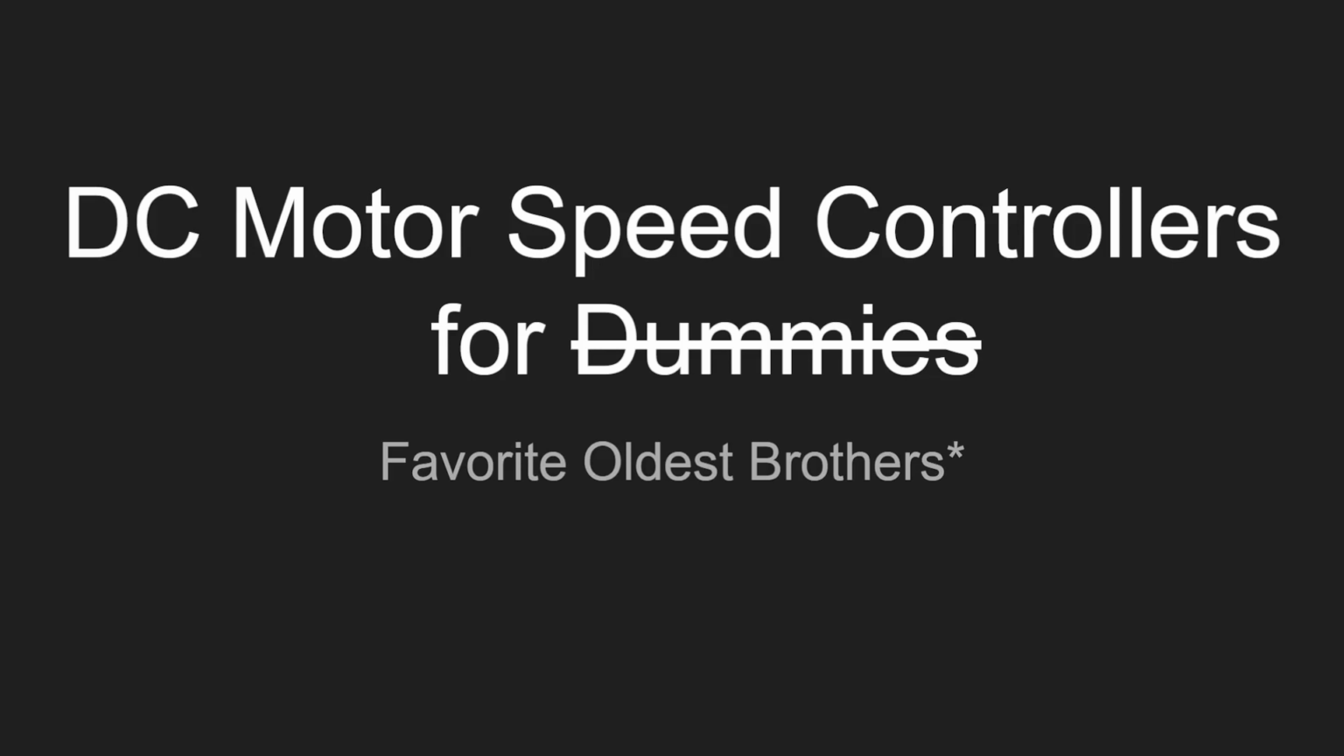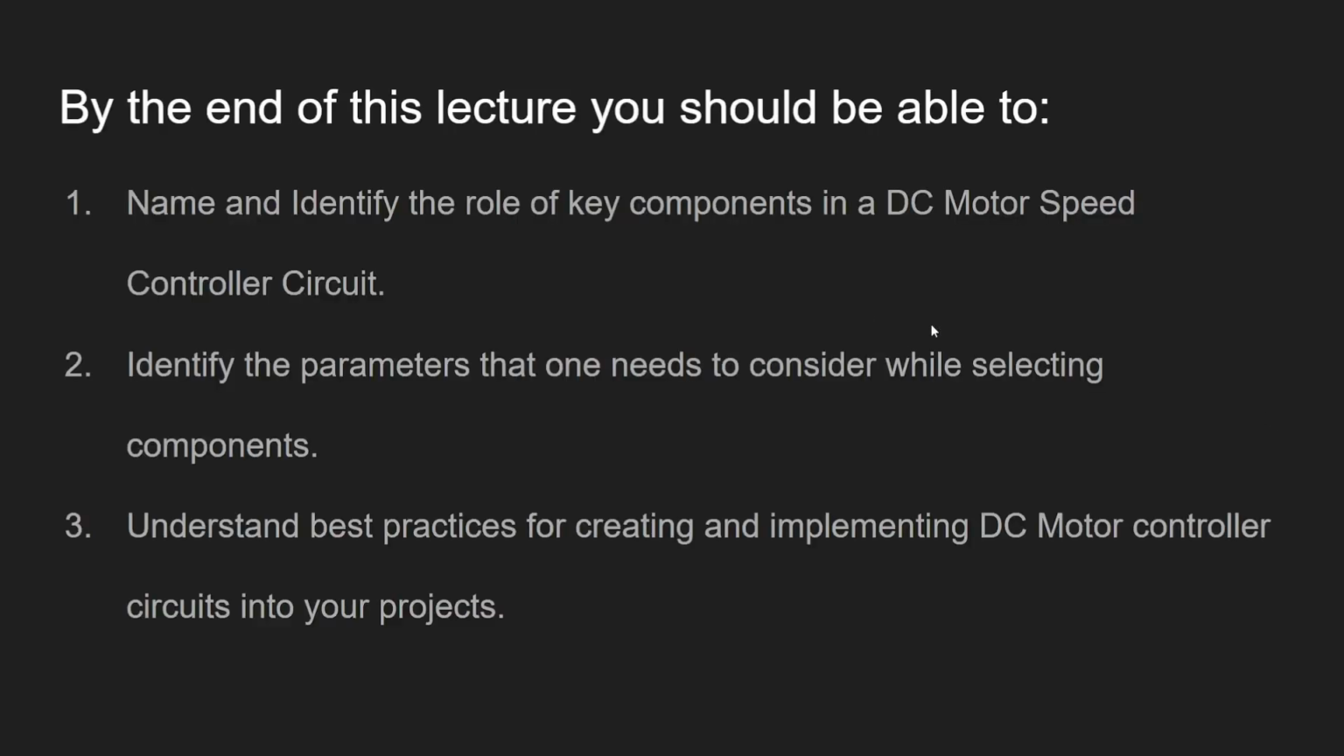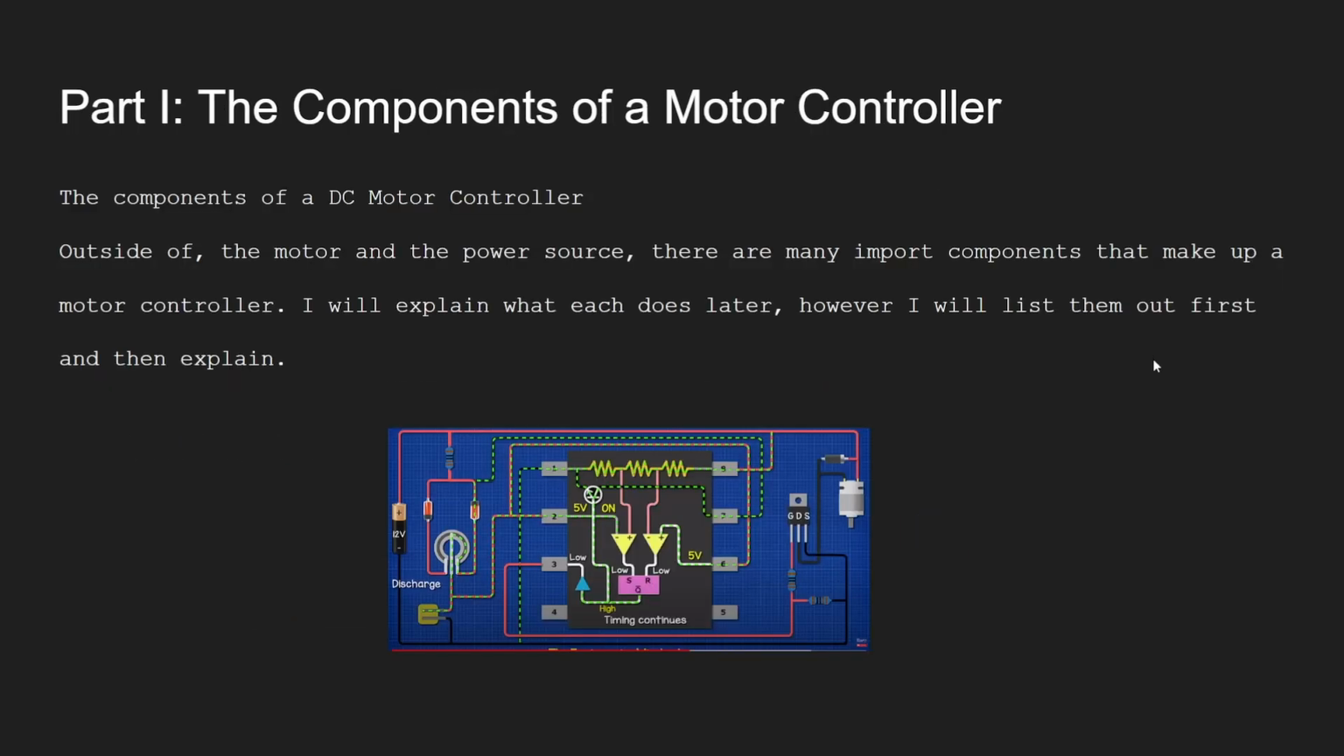Welcome to the lecture, DC motor speed controllers for oldest brothers. By the end of this lecture series, you should be able to: 1. Name and identify the role of key components in a DC motor speed controller circuit. 2. Identify the parameters that one needs to consider while selecting components. And 3. Understand best practices for creating and implementing DC motor controller circuits into your projects. Part 1. The components of a motor controller.